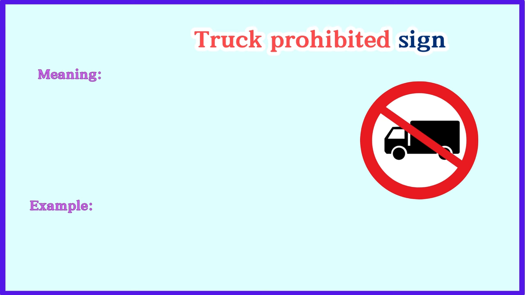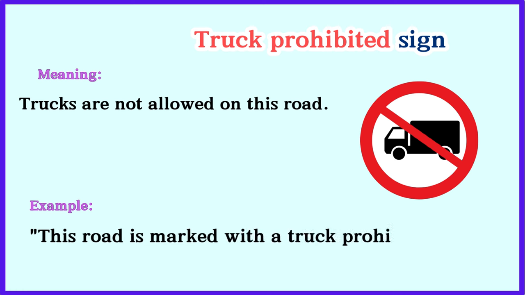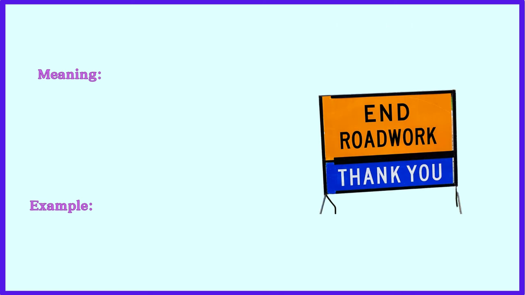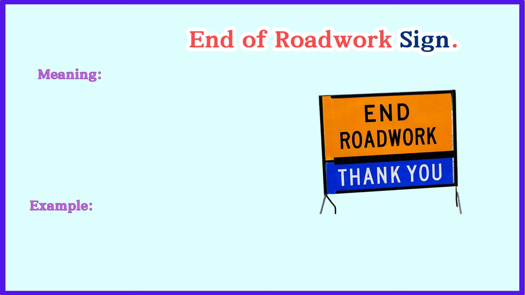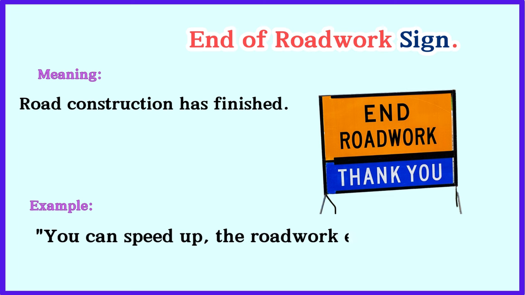Truck prohibited sign. Meaning, trucks are not allowed on this road. Example, this road is marked with a truck prohibited sign. End of roadwork sign. Meaning, road construction has finished. Example, you can speed up, the roadwork ends here.